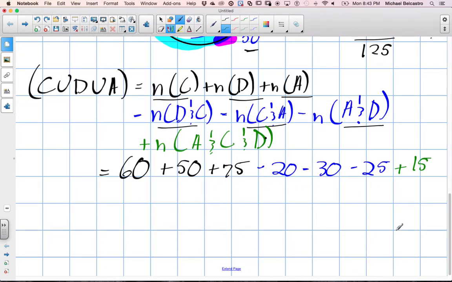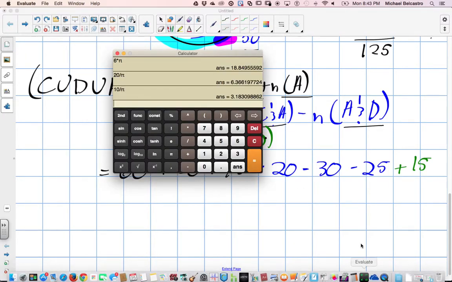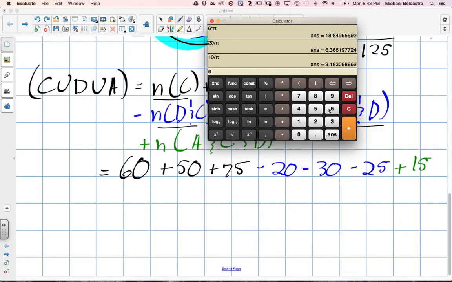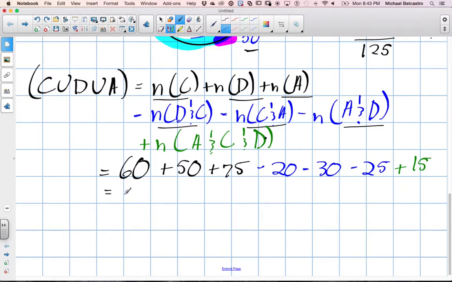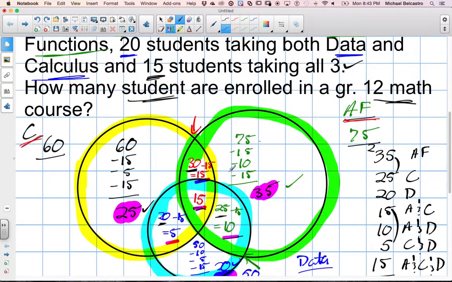So using these values, use our calculator here. Let's see if we can get 60 plus 50 plus 75, subtract 20, subtract 30, subtract 25, plus 15. 125, which is exactly what we got above. So our 125. That's two different ways to do it. One way is using the formula. The other one is using the Venn diagram, which is tough, and you have to make sure you do the subtraction so that you're not double counting anything.